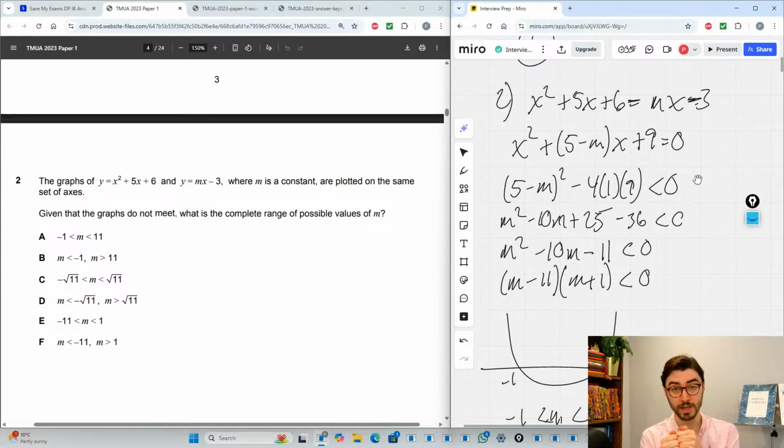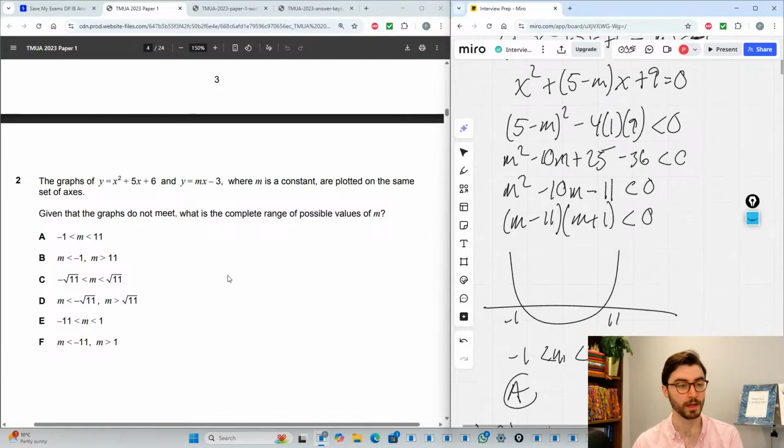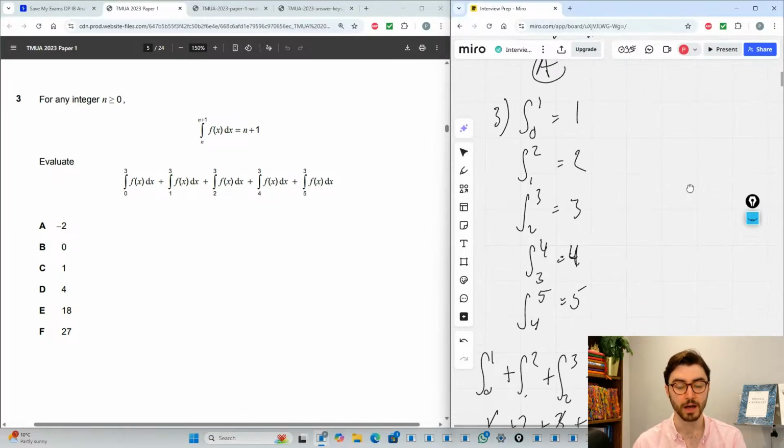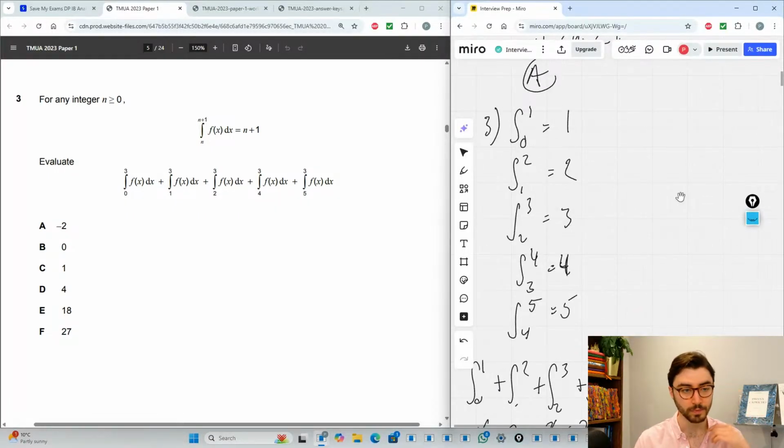no points of intersection, so no solutions of the simultaneous equation, so no solutions of this quadratic, which means that the discriminant is less than 0. And from there, you're off to the races. Now, here, this comes from understanding things about how the integral works.